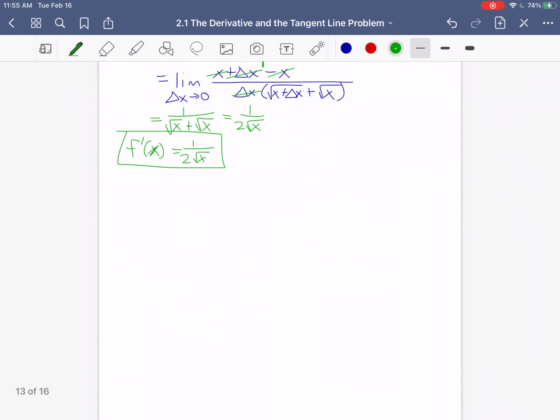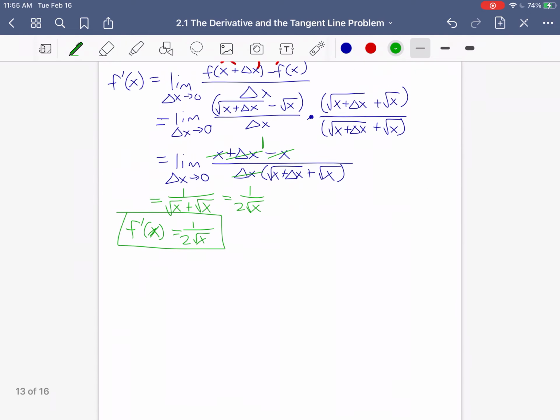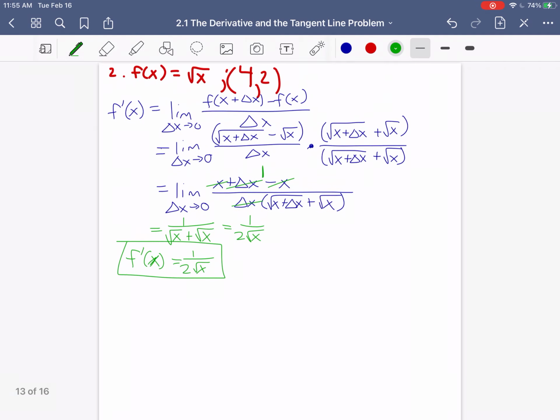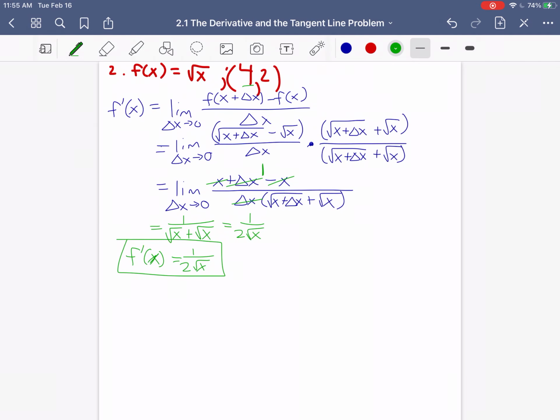Now we want to find the slope of the tangent line at the point 4, 2. So to find that slope at 4, 2, we're going to take our derivative and evaluate it at 4. Plug in an x value of 4 into that derivative. And when we do that, we get 1/4.